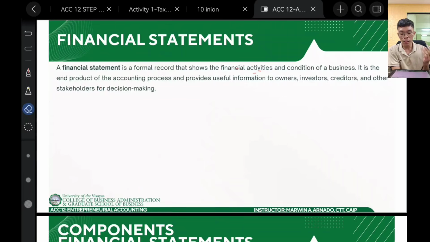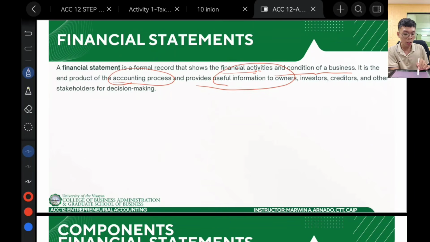When we talk about financial statements, these are the formal records that show the financial activities or condition of a business. It is the end product of the accounting process that provides useful information to owners, investors, creditors, and other stakeholders for decision making. From step 1 up until step 6 of your accounting cycle, the very end use would be the creation of financial statements.